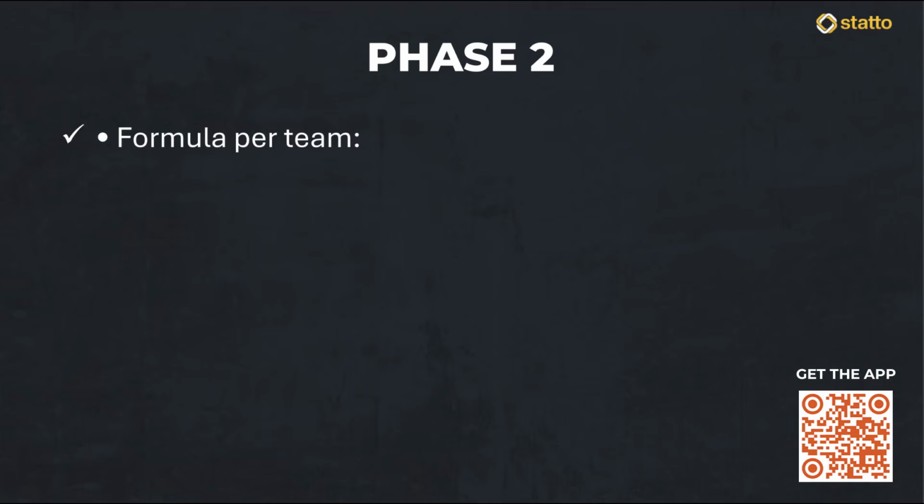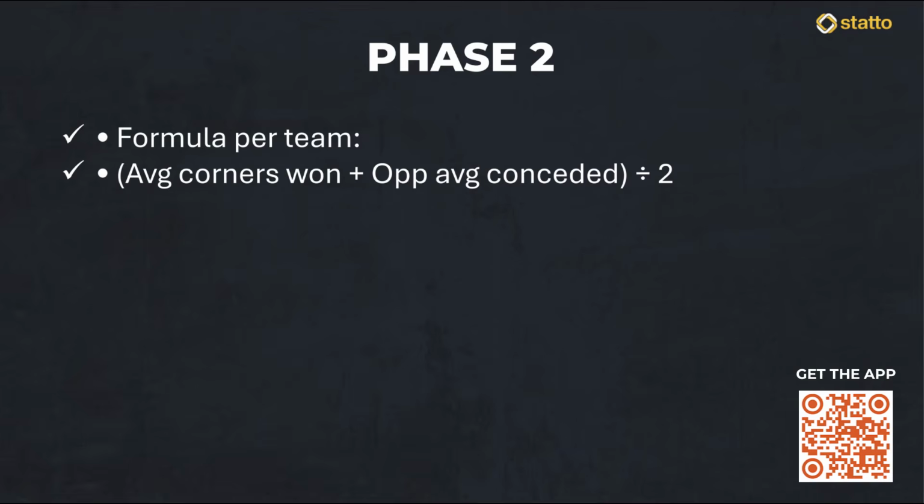The way we approach this correctly is by using a blended average for each side. First, we project the corners for Team A by taking the average corners they win and adding it to the average corners their opponent concedes, and then we divide that by 2. Let's look at an example to make this concrete. If Team A wins an average of 5.8 corners per game and their opponent concedes an average of 5.2, then our math for Team A is 5.8 plus 5.2 divided by 2. That gives us a projection of 5.5 corners for Team A.